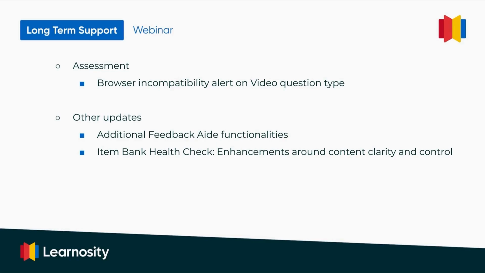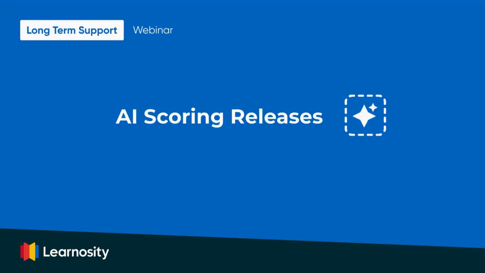Let's just briefly run through what's new in our latest release. In AI scoring, we've got quick and easy access to Feedback Aide via core Learnosity APIs. In accessibility, we'll look at improvements to our graphing question type, including upgraded screen reader support, keyboard navigation, and visual contrast. In assessment, we'll cover a new browser incompatibility alert on our video question type. In other updates, we'll explore more functions in Feedback Aide with AI score justification, additional rubric guidance, and support for Math, ML, and LaTeX. Editing AI-generated suggestions and item tagging on export in Item Bank Health Check. So let's kick things off by looking at AI scoring.